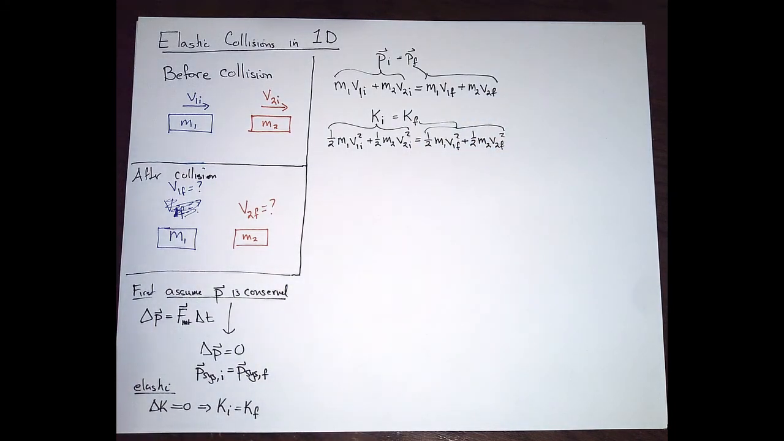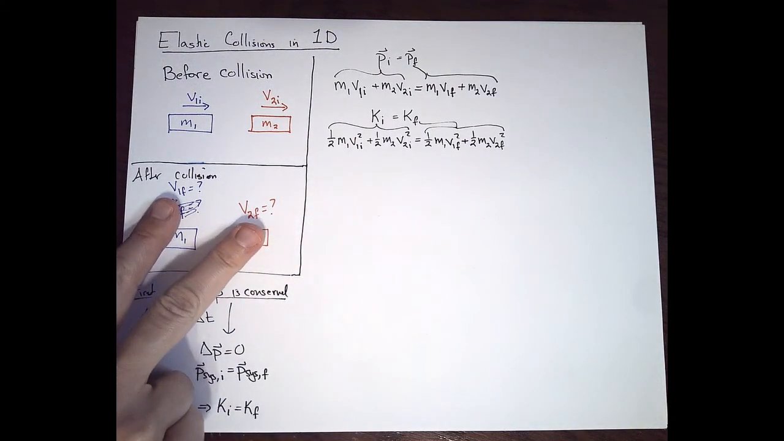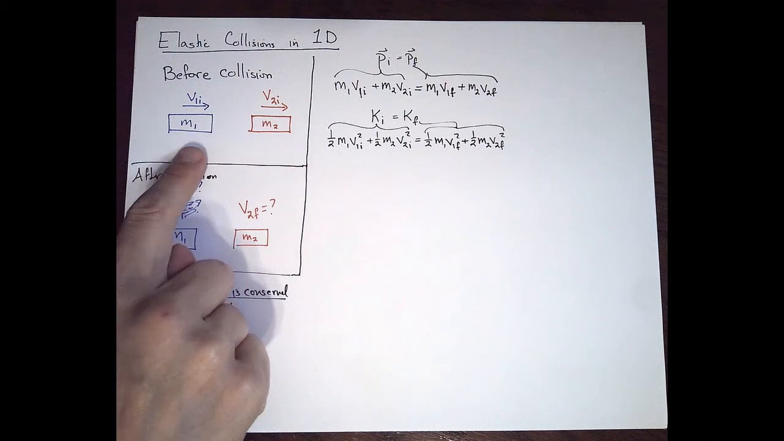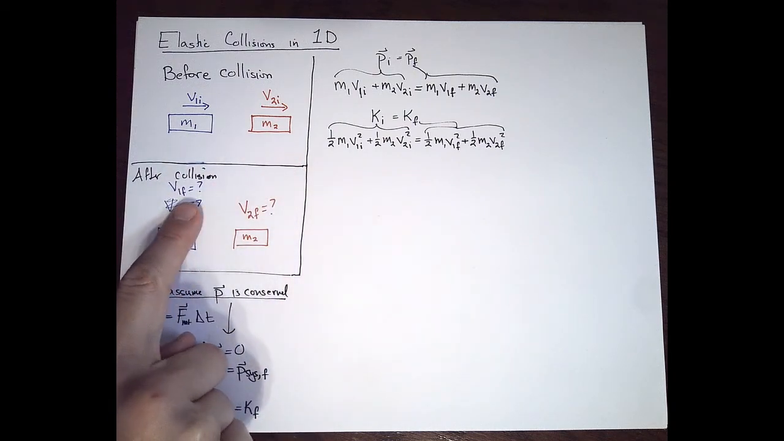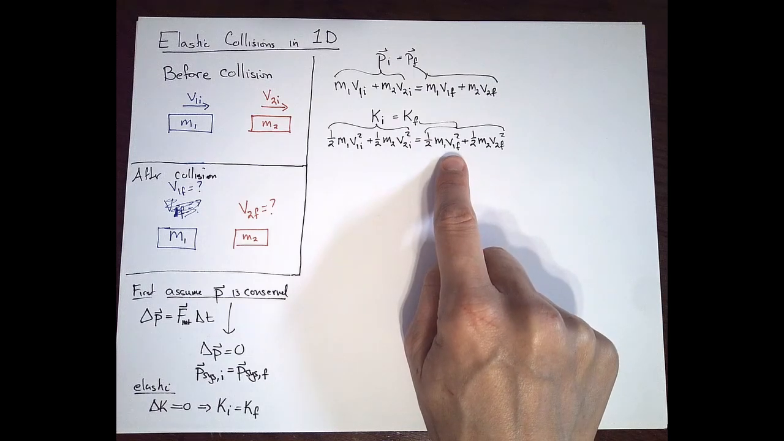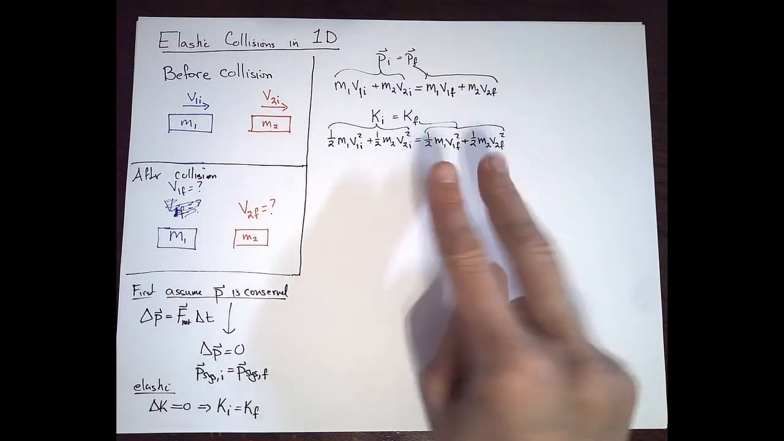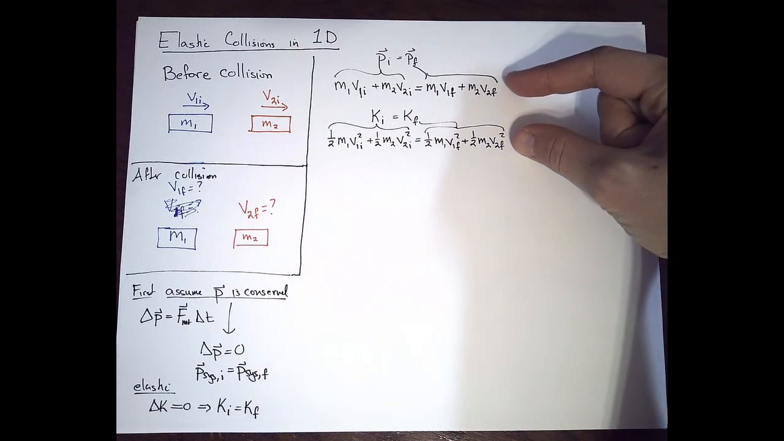All right, so in theory, we can solve this, right? There are two things we don't know. We're told the initial speeds and we know the masses. If we don't know the two final speeds, well, that's two things we don't know, the final speed of mass 1 and the final speed of mass 2, two unknowns, but we have two distinct equations.